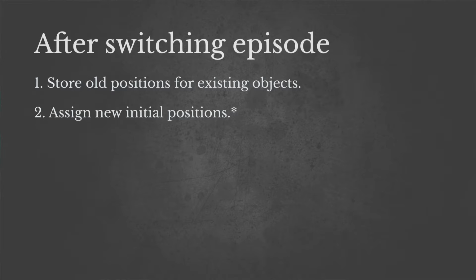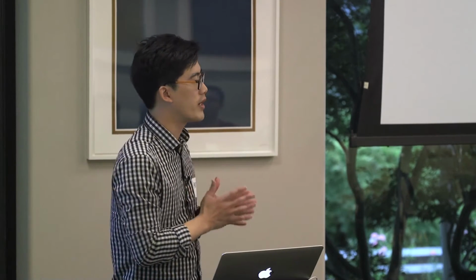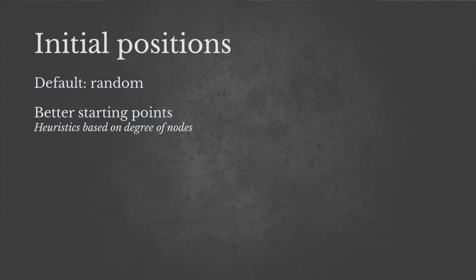Now, after switching episode, how do we make the transition smooth? The first thing is I store the old position of the object. And then I assign new initial positions. This is because if you don't assign new initial positions, D3 will assign them randomly. And as you can see, it's all over the place. So we can assign a new starting position for every character to make the simulation work better. Because we already did some community detection and we know the relationship between different groups, so we can have a starting position like this.